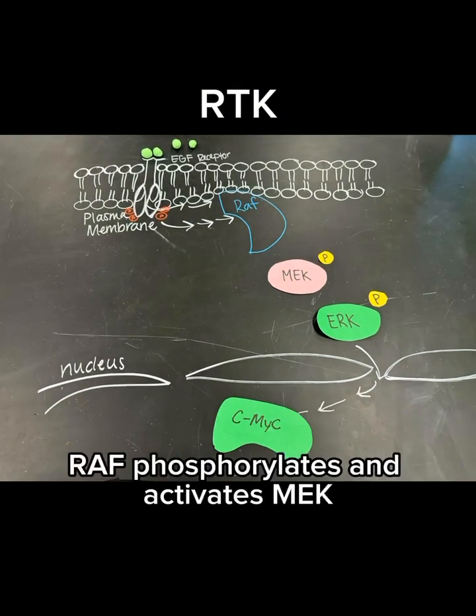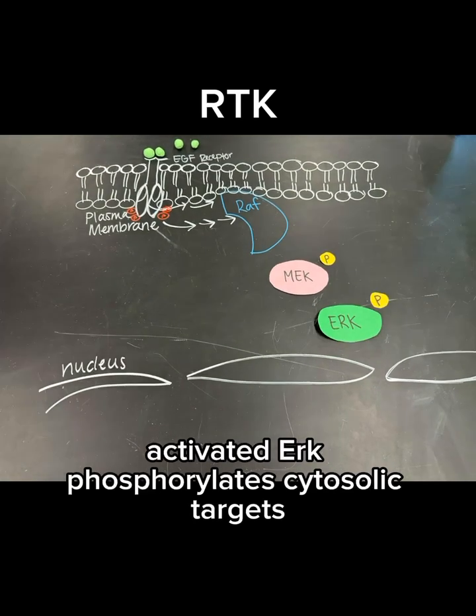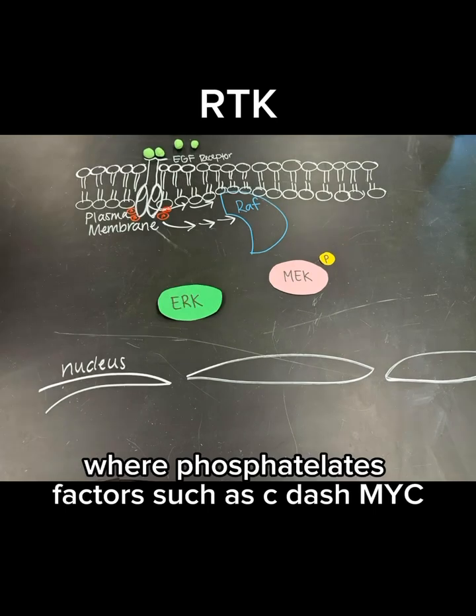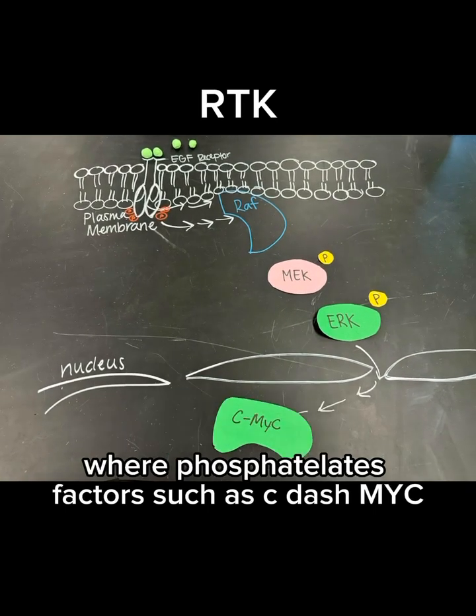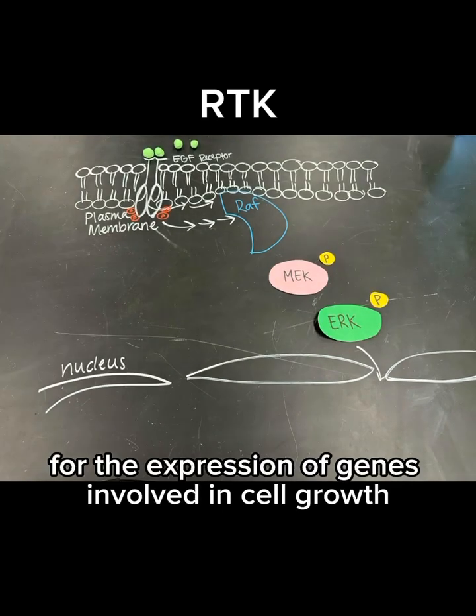RAF phosphorylates and activates MEK. Activated ERK phosphorylates cytosolic targets and transfers into the nucleus, where it phosphorylates factors such as c-Myc. These factors make possible the expression of genes involved in cell growth and division.